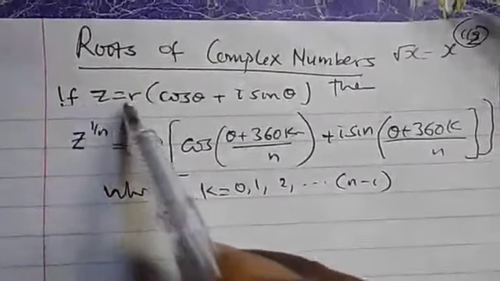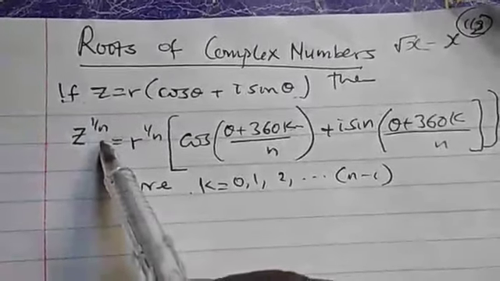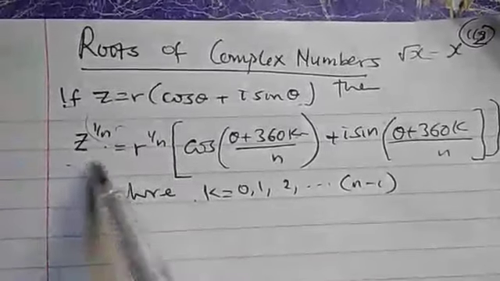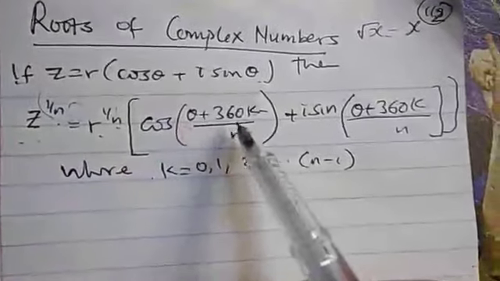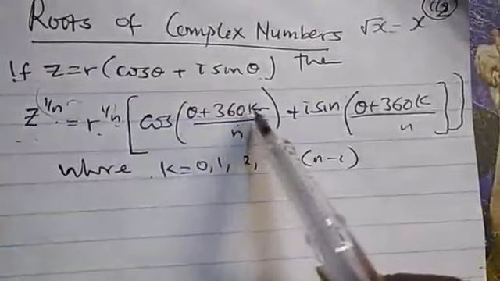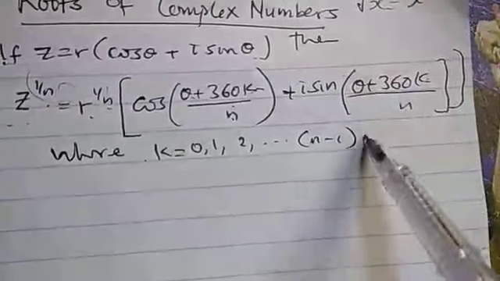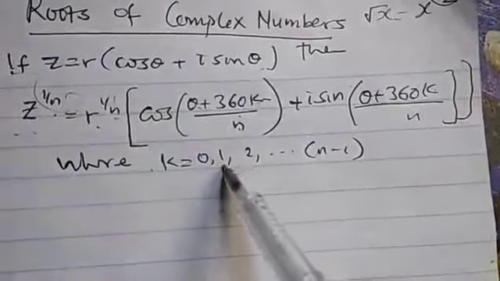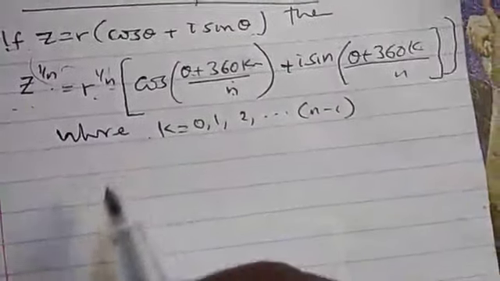And that says if z is equal to this, then z raised to power 1 over n, which is the nth root of z, is r raised to power 1 over n times cos of theta plus 360k over n, plus i sine of theta plus 360k over n, where k is 0, 1, 2, up to n minus 1.